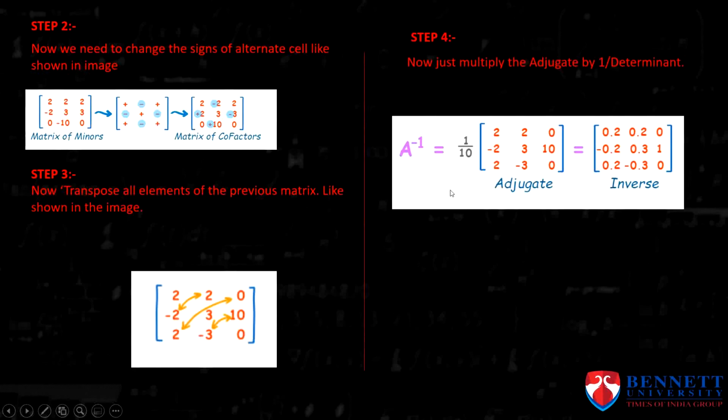Then the fourth and final step: now we have the adjugate. We need to multiply that adjugate by 1 by the determinant. And here we have calculated its determinant earlier. It is 1 by 10. So all we need to do is multiply the adjugate by 1 by the determinant of the matrix. And the final matrix is going to be the inverse. And that was the adjoint method of finding the inverse of a matrix.